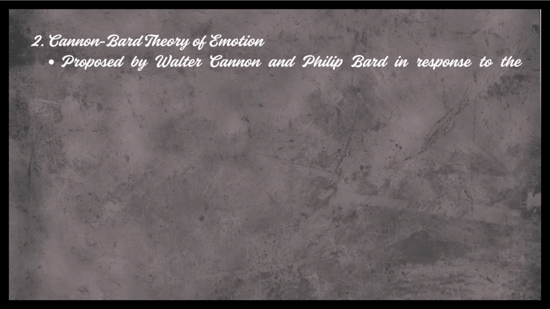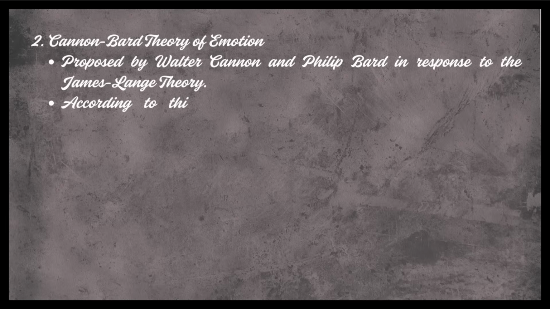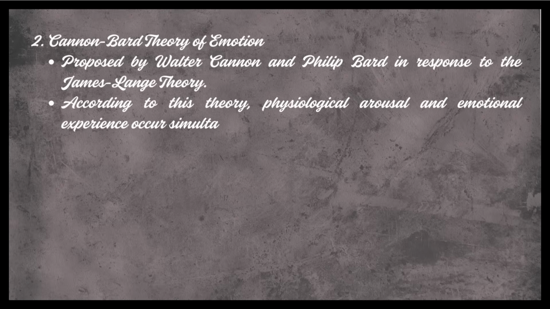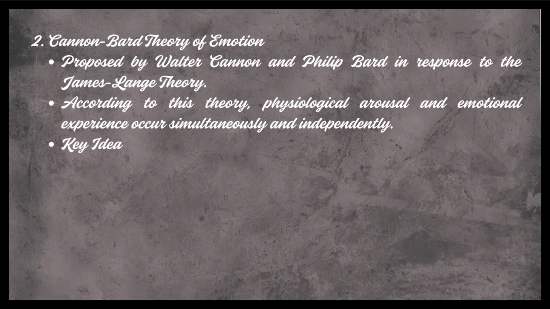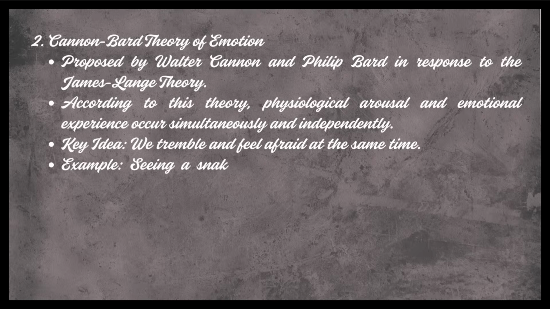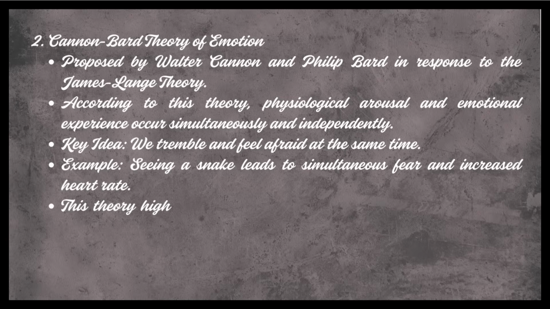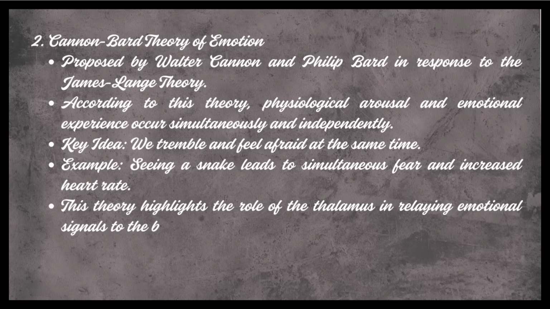2. Cannon-Bard theory of emotion. Proposed by Walter Cannon and Philip Bard in response to the James-Lange theory. According to this theory, physiological arousal and emotional experience occur simultaneously and independently. Key idea: we tremble and feel afraid at the same time. Example: seeing a snake leads to simultaneous fear and increased heart rate. This theory highlights the role of the thalamus in relaying emotional signals to the brain and body.